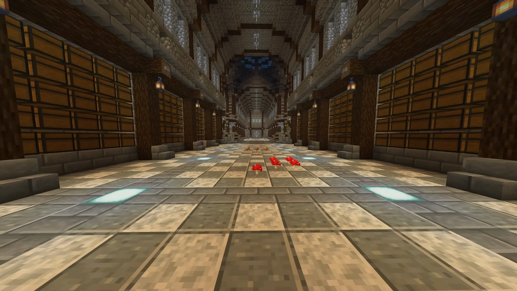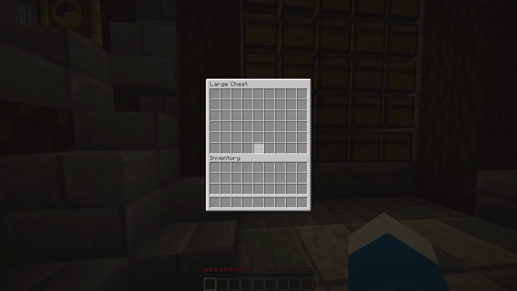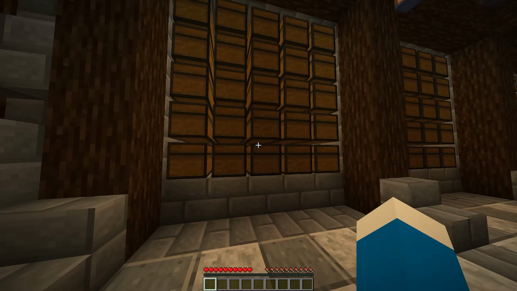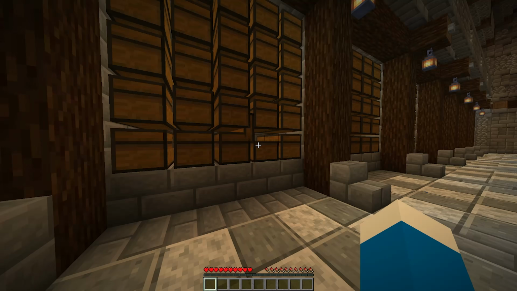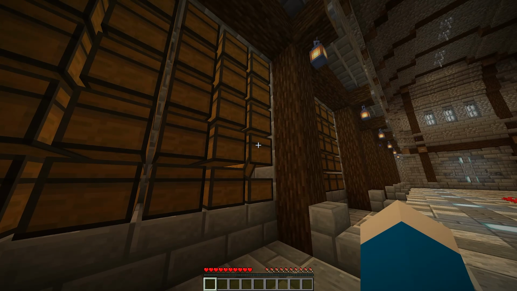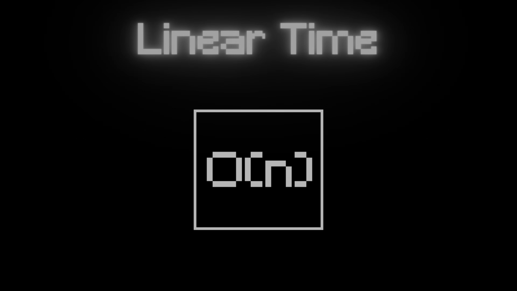No searching required. That is constant time. Unfortunately, most searches don't always work that way. Imagine you did not label your chests. To find your item, you need to check each chest one by one until you found it. The more chests you have to search, the more time it will take. That is linear time.